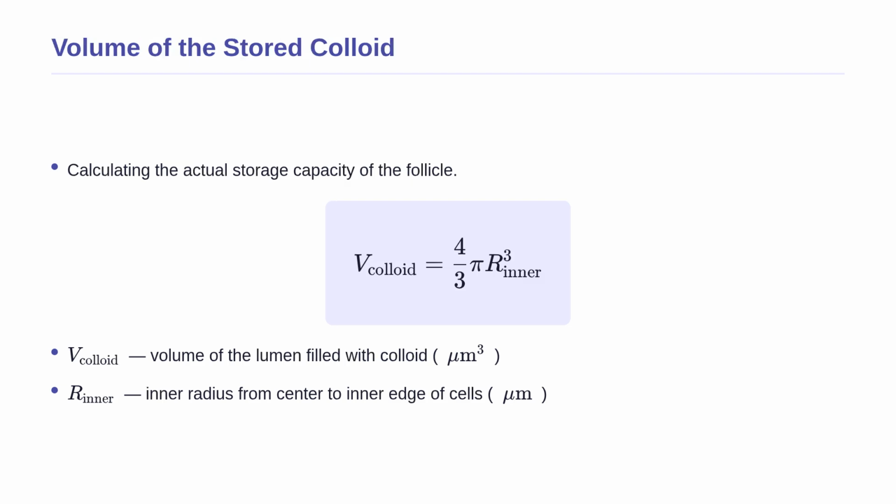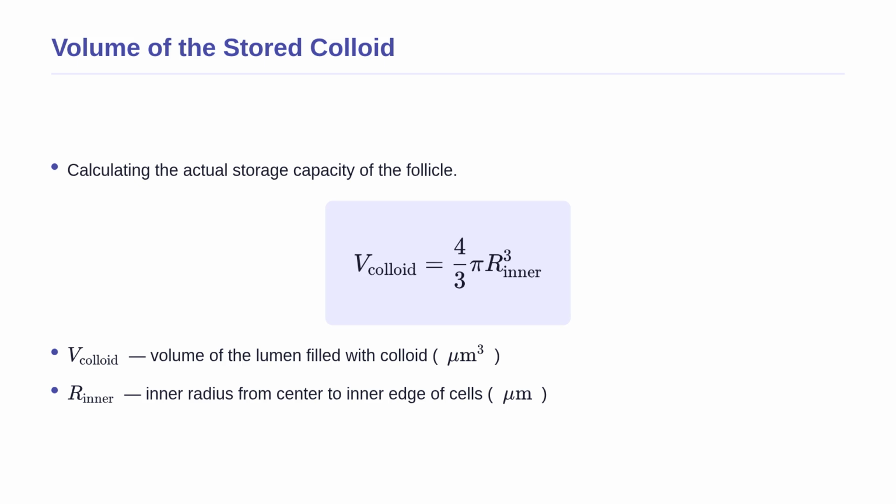Now that we have the total volume, let us look at the storage pool inside. The volume of the colloid is calculated using the exact same spherical geometry, but this time we use the inner radius. V colloid equals 4/3 pi times the inner radius cubed. The inner radius is the distance from the center of the follicle just to the inner edge of the follicular cells touching the colloid. This represents the actual storage capacity of the follicle.